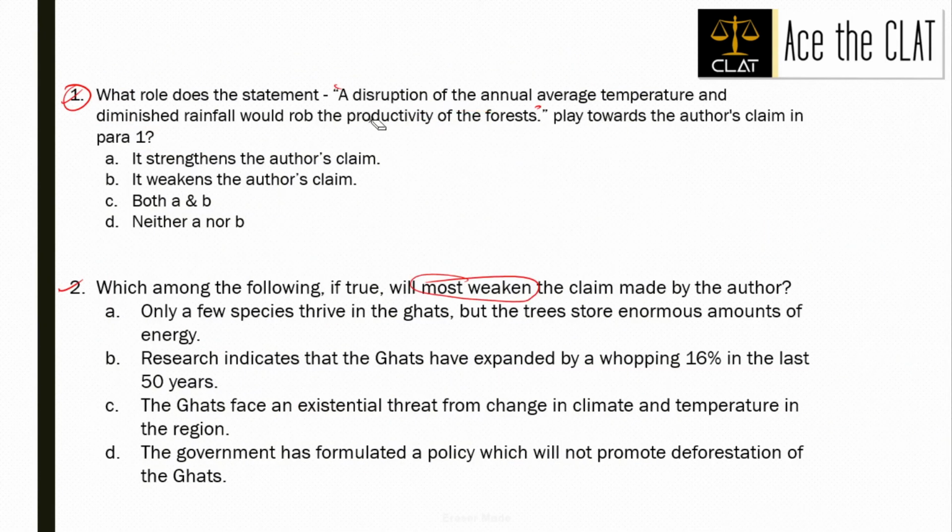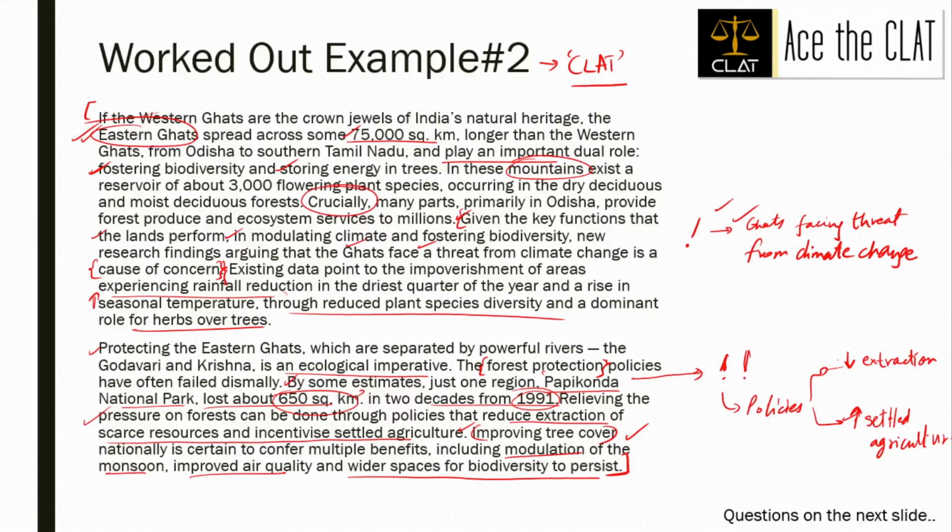Right. What role does the statement, a disruption of the annual average temperature and diminished rainfall would drop the productivity of the forests, play towards the author's claim in para 1? So I think it is pretty obvious that it's trying to strengthen the author's claim, right? So let us move to the first paragraph.